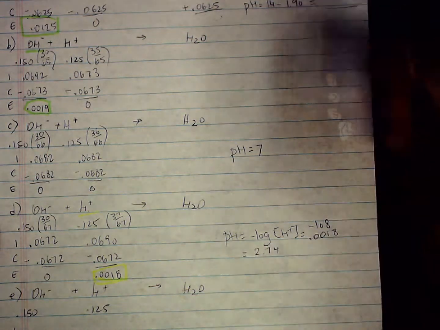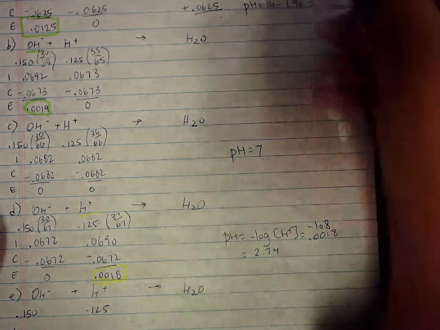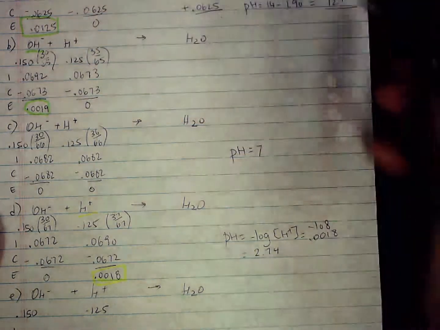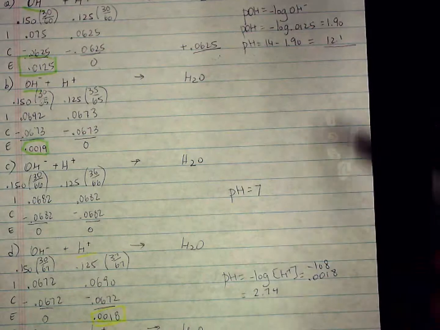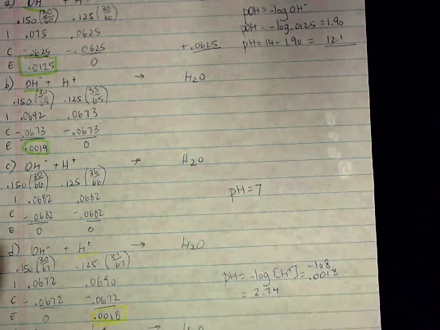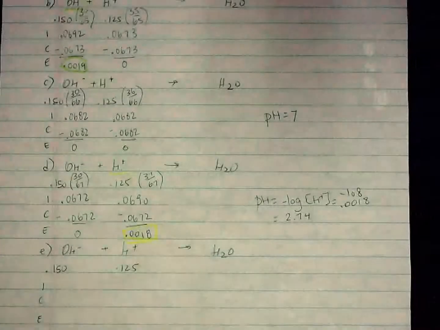All right, so as predicted, we should be getting more and more acidic if we keep adding more and more acid. So part A, you notice the pH that was calculated was like 12.1, part C it was 7, part D it was 2.74. So the more hydrogen ion that you put in, the more acidic you should become. All right, let's take a look at part E, and then we'll jump off to question number 44.